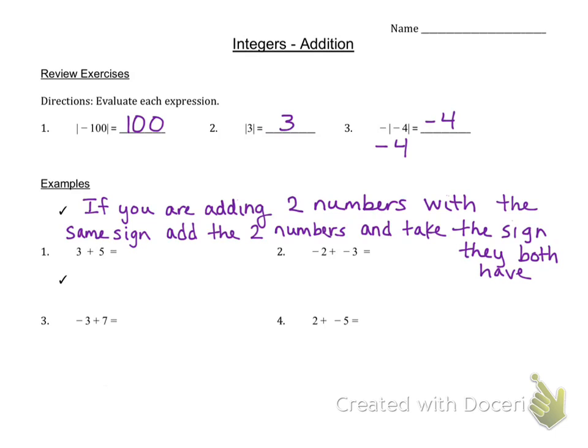So if I'm looking at number 1, I'm adding 3 plus 5. Well, they're both positive, so I'm just going to add 3 plus 5, which is 8. And then since they're both positive, my answer is going to be positive. Now let's look at 2. I have a negative 2 plus a negative 3. So both of those numbers are negative, so I'm going to add them together. 2 plus 3 is 5, and since they're both negative, my answer is going to be negative.